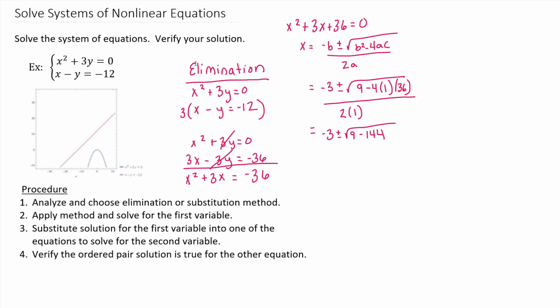I usually look at all three of my signs, so negative, positive, positive, so I know I'm going to be negative overall. And that's all over 2 times 1, which is 2. So this is negative 3 plus or minus the square root of negative 135, all over 2. Whenever you take the square root of a negative number, you're left with an imaginary solution. So ultimately, there are no real solutions.